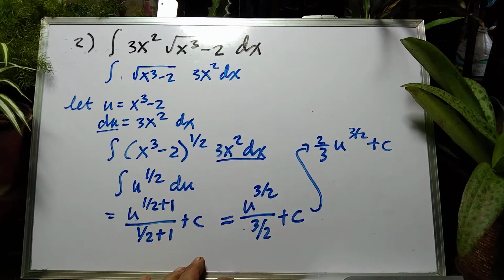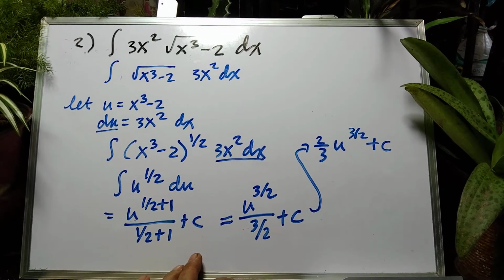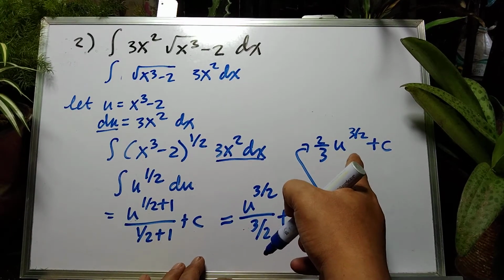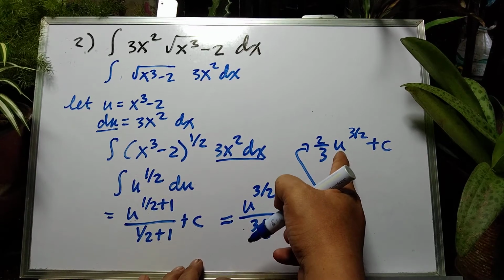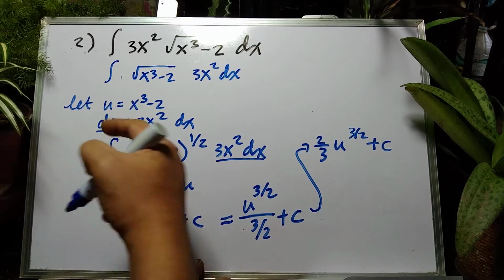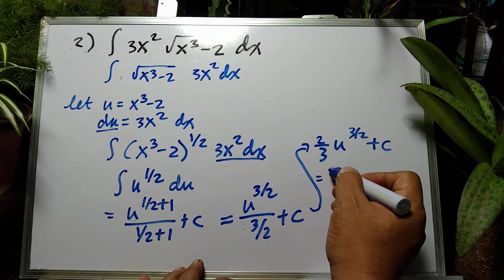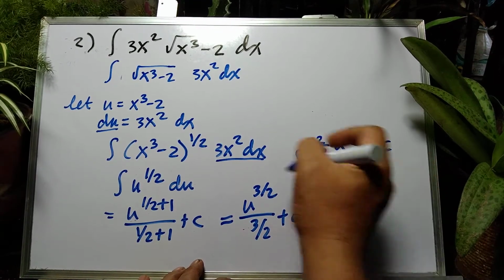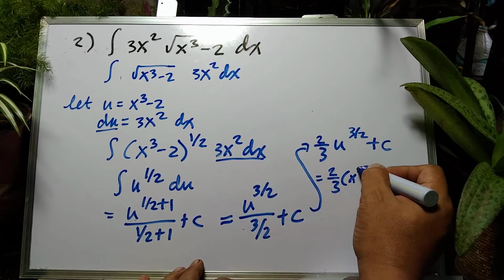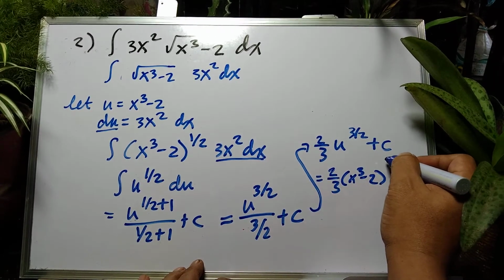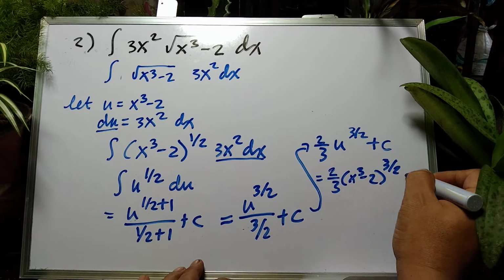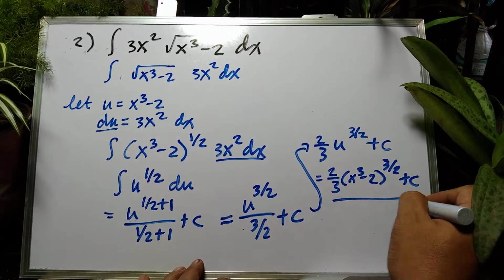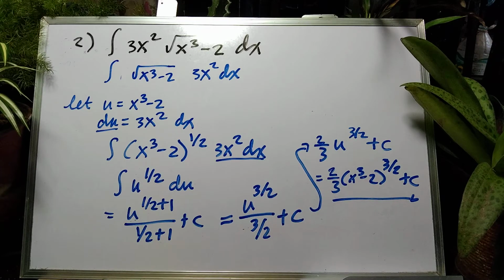Okay. Humana na ba ta? Wala pa, because we have still u here. So by back substitution, atong ibalik ang value ni u, which is x cubed minus 2. So our final answer would be 2/3 times x cubed minus 2 to the power of 3/2 plus c. That's it. Okay? This is our example number 2. Dali na ka siya, class, no? Kuha ninyo?